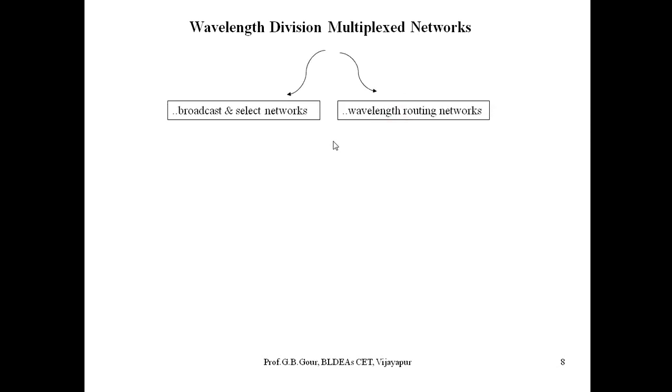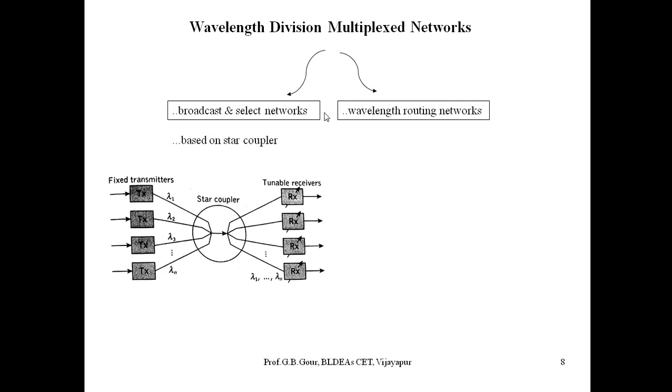So to continue with this discussion, today we'll see a very important concept, that is wavelength division multiplexed networks. We all know what we mean by wavelength division multiplexing, where more than one wavelength is multiplexed to form a single signal containing the optical signals of unique wavelengths, like lambda 1 to lambda n. If you come across these networks, there are two types. One is a broadcast and select network, and another one is wavelength routing networks. So let us see each one of them separately.